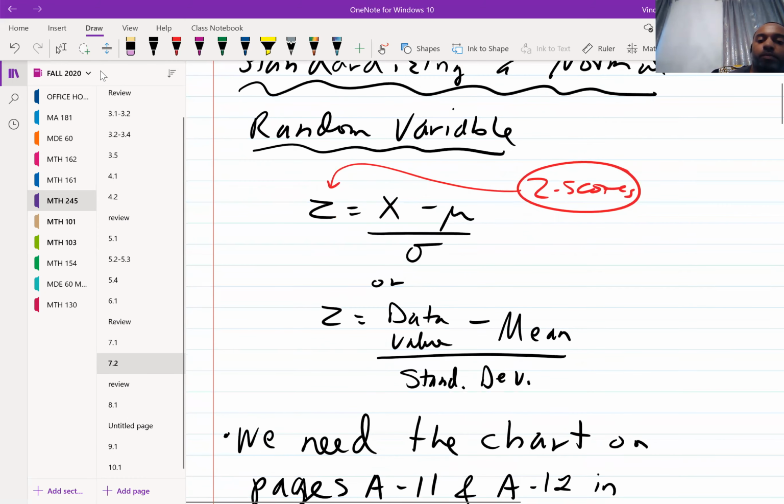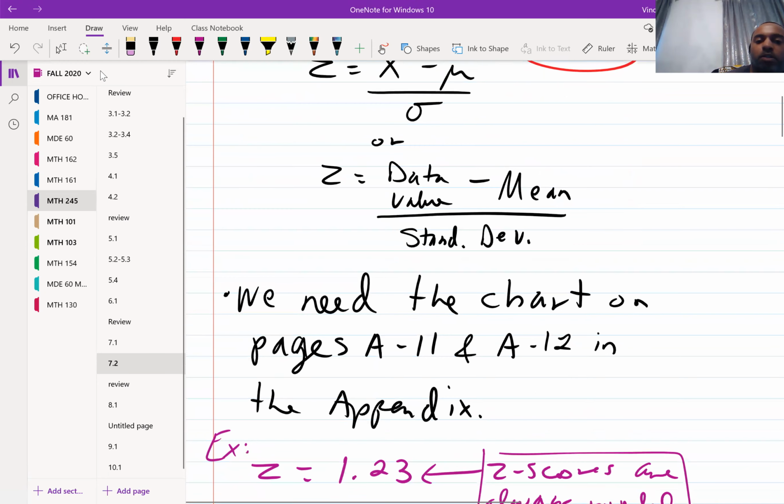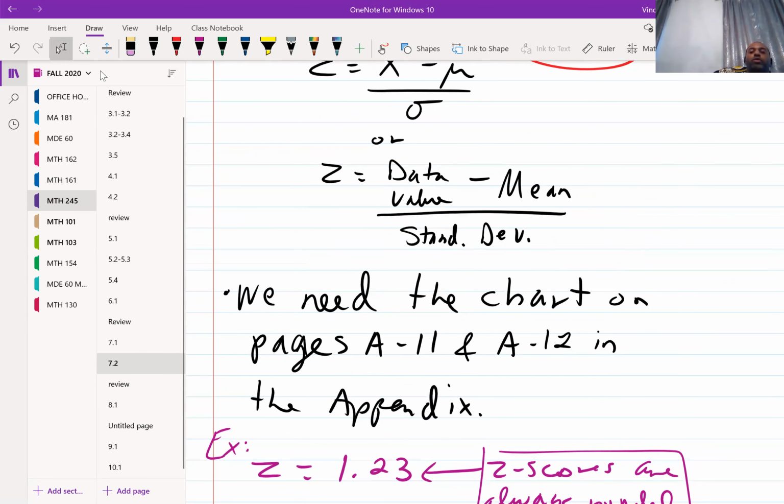All right. So in order to use your z-scores effectively, you need the chart that's on pages A11 and A12. I'll show you what that looks like. Let's see. Do I already have it pulled up? No, I don't. Give me 1 second.